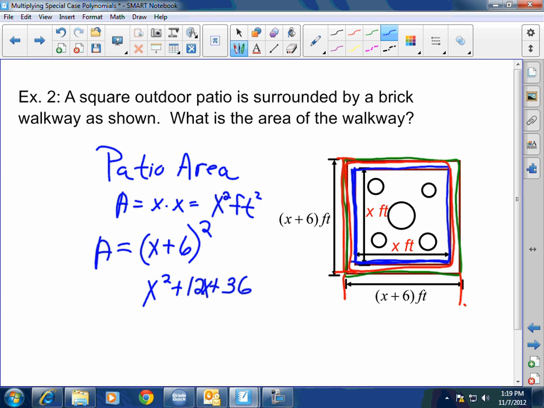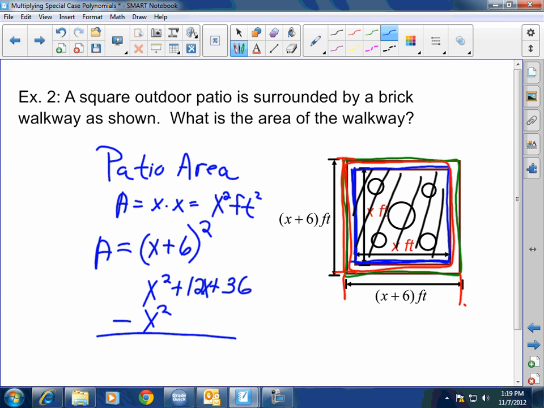Now, here's the trick. How do we find the area of just the sidewalk? That's it. Awesome. Guys, do you see what he just said there? If you take away the area of the patio, what are you left with? The walkway's area. Very good. So what am I going to do? I'm going to go x squared plus 12x plus 36 minus x squared.